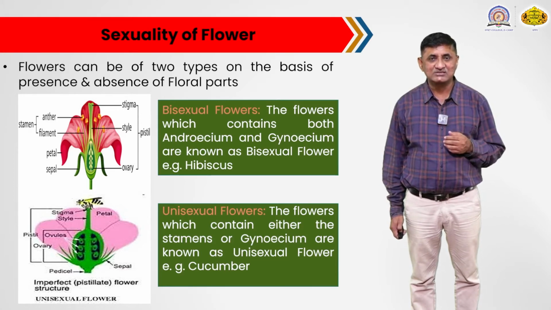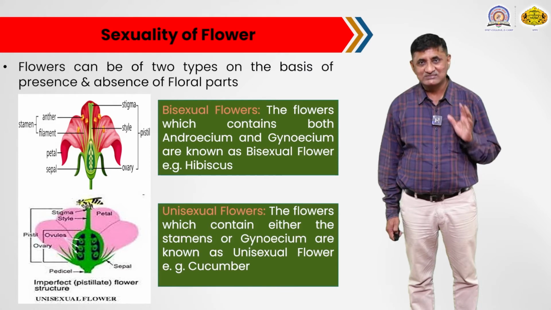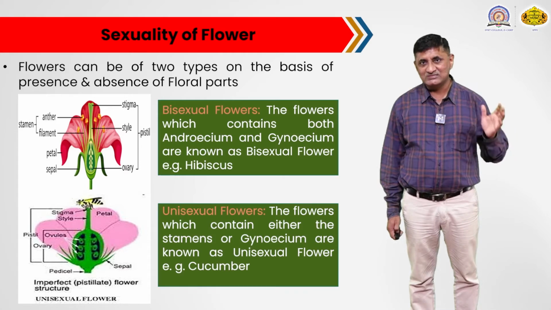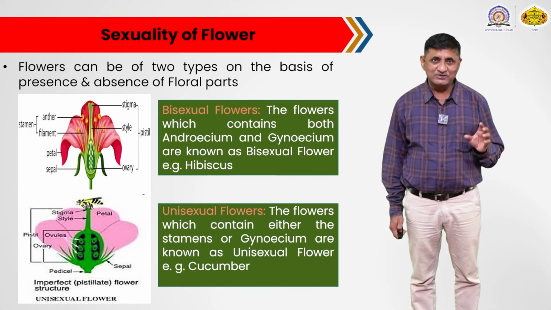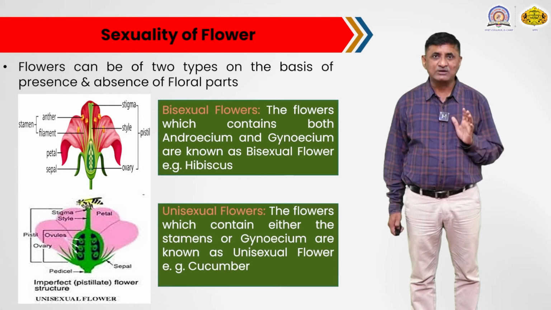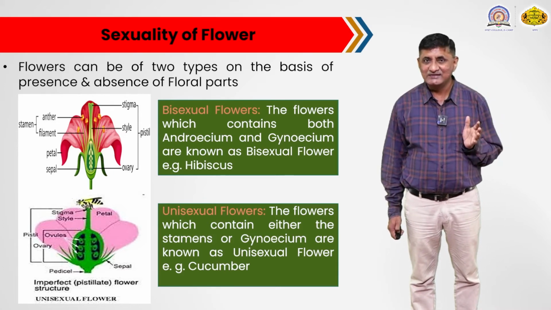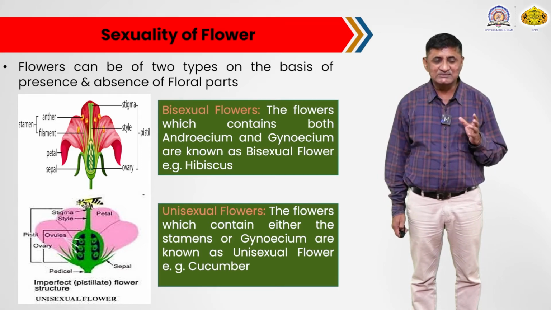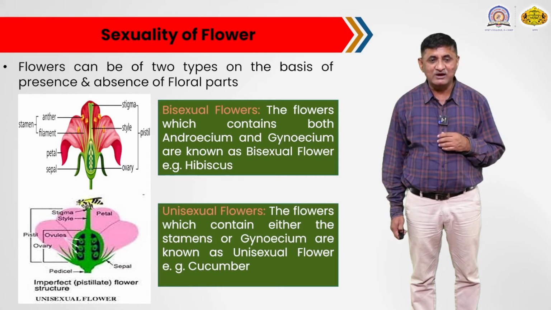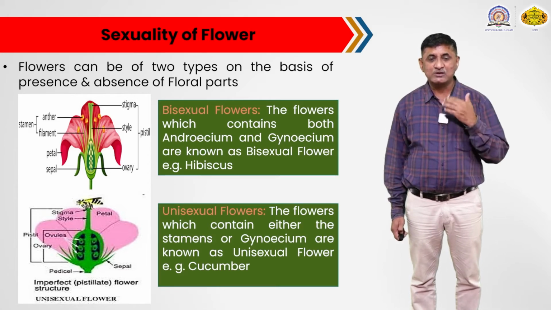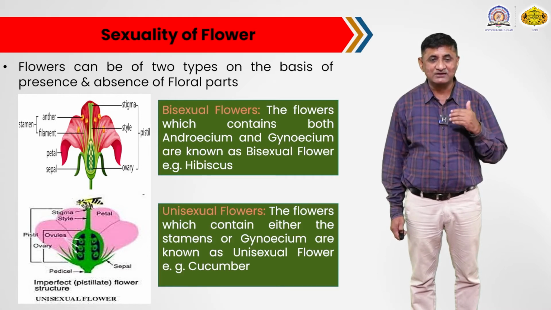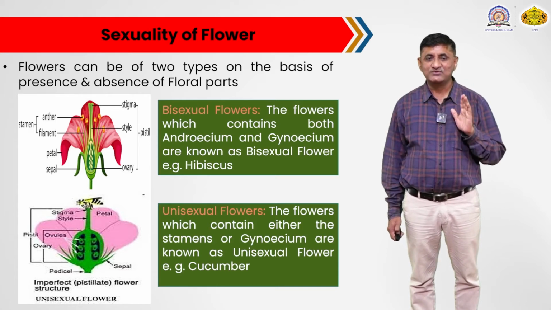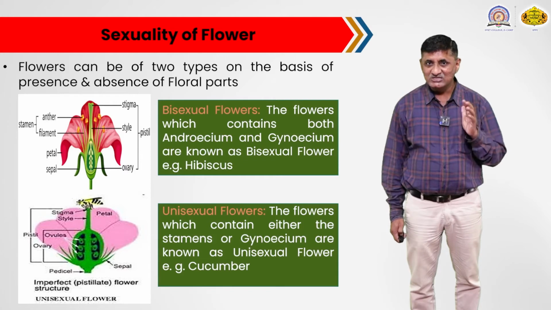For example, we can see the flower of hibiscus, which can be considered a bisexual flower, because the male sex organ as well as the female sex organ of a flower are present in the same flower, and such a flower is identified on the basis of sexuality as a bisexual flower. You can see the image clearly. There is a presence of stamens showing different parts, anther and filament, and presence of pistil or gynoecium showing the parts like ovary, style and stigma in one and the same flower. So this is the first kind of flower on the basis of sexuality.